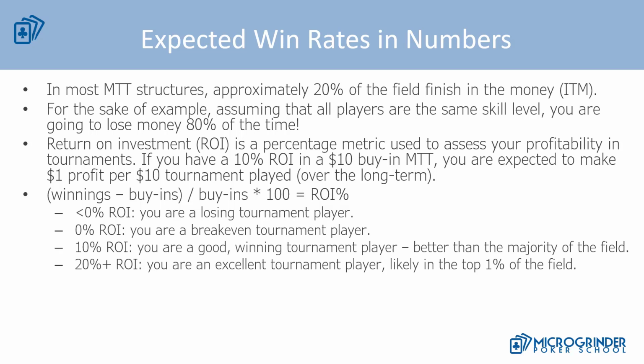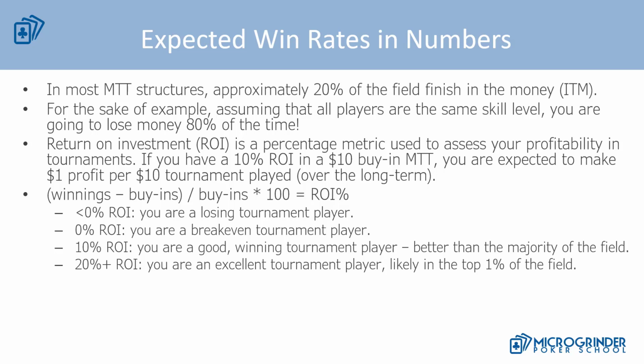Next we talk about return on investment, and this is the percentage metric used to assess your profitability in tournaments. We talked about the example of this before, but just to reiterate, if you have a 10% ROI in a $10 buy-in tournament, this would mean that you're expected to make $1 profit per $10 tournament you play. And now the equation to calculate your ROI is winnings minus buy-ins divided by buy-ins times 100 to get this amount covered as a percentage.